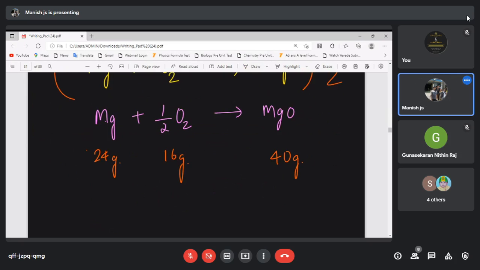Okay, so the magnesium value, as per the equation, is 24. Now for oxygen, half O2: O2 is 16 into 2, 32. You know that. Half of that is 16, so that is why I have put 16.